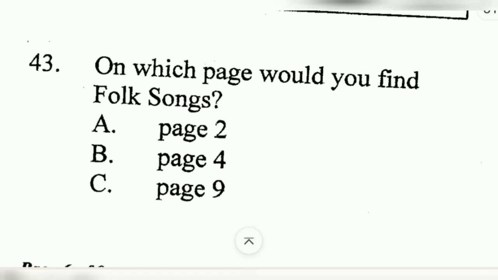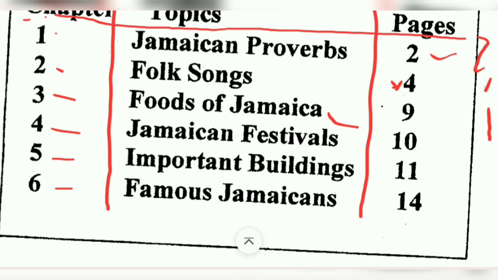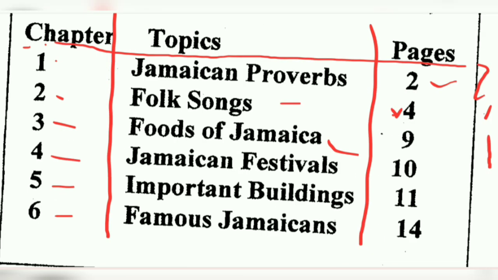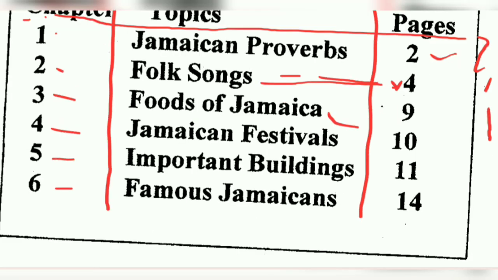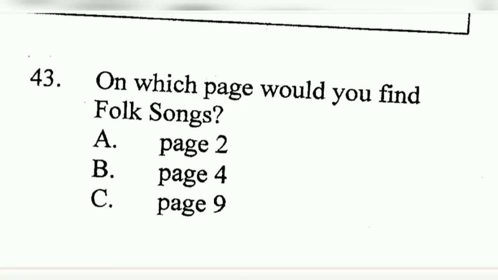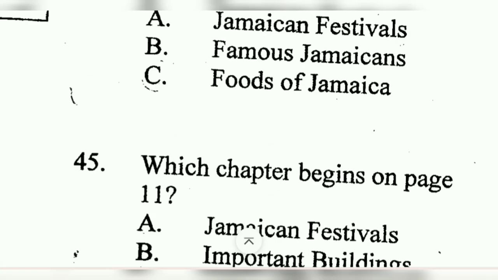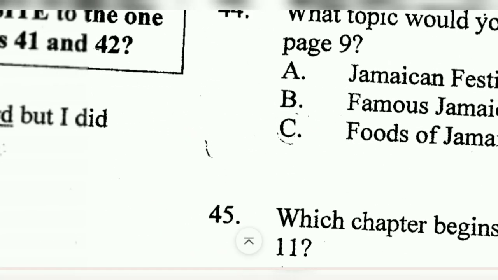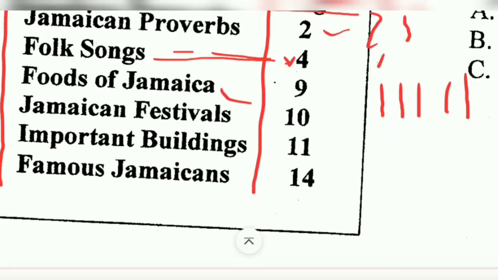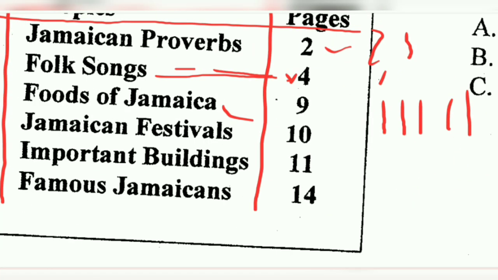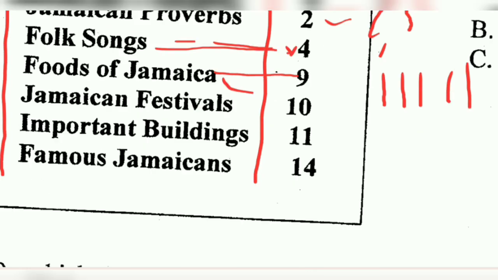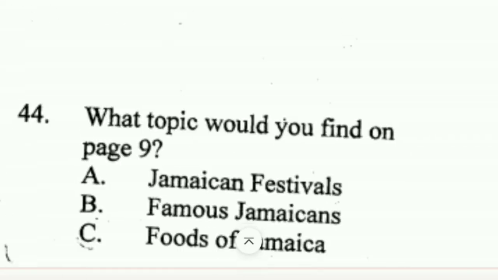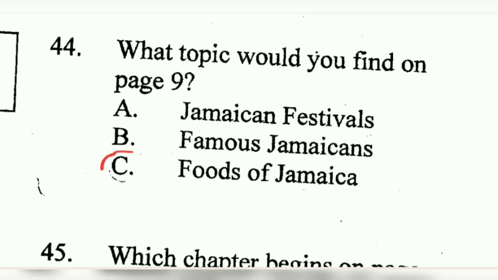On which page would you find folk songs? Folk songs is on page 4. Come across to page 4. So the answer is B, page 4. Moving on to number 44. What topic would you find on page 9? Come back to your content. Page 9 is right here. So it's Foods of Jamaica. Let's go up and put our answer in. Foods of Jamaica is at C.